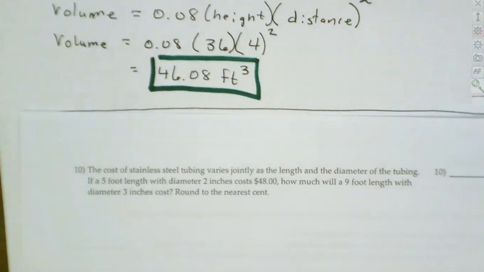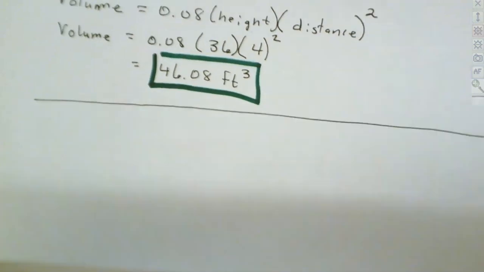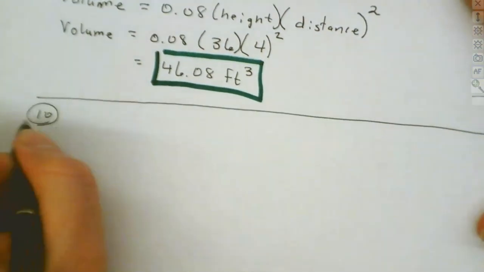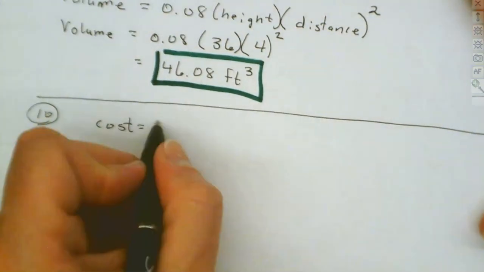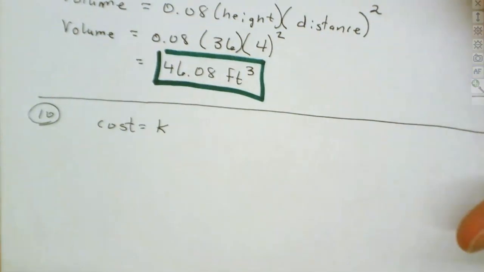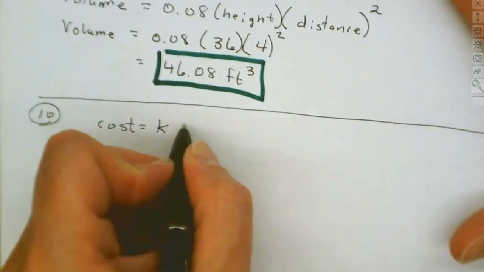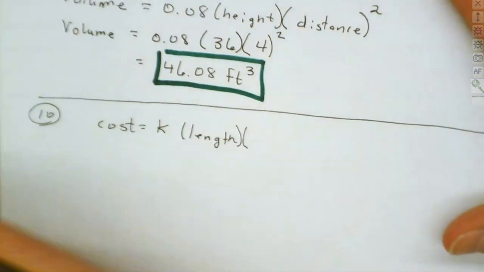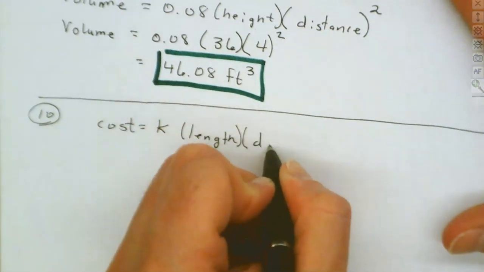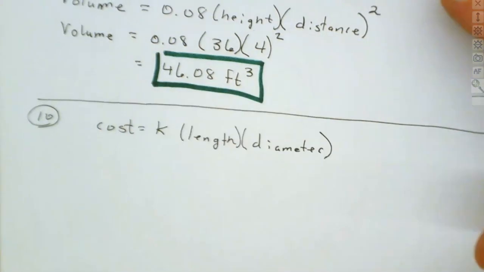Let's talk about question 10. So, the cost of stainless steel tubing varies jointly as the length and the diameter of the tubing. So, jointly, that means we do 2 pieces here or more, and it is jointly as the length and the diameter. So, what are we looking at? We are looking at the cost. So let's come up with our formula. The cost now is going to be K. There's always a constant K we have to find. And it varies jointly as the length and the diameter. So these get multiplied together.